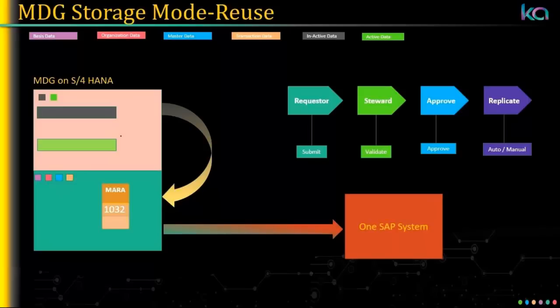If it is a hub deployment scenario, and your data is available in a different system, then we'll replicate it from the MDG ECC system to your SAP system.